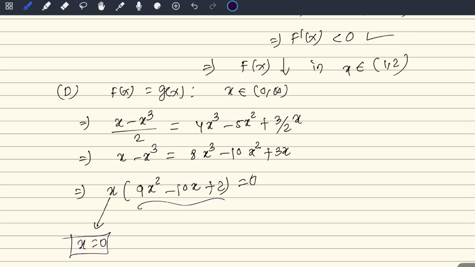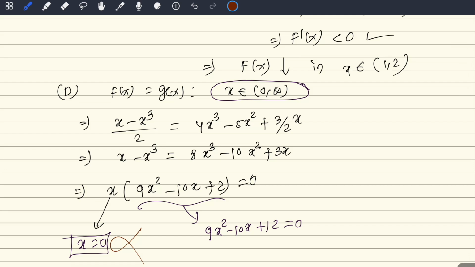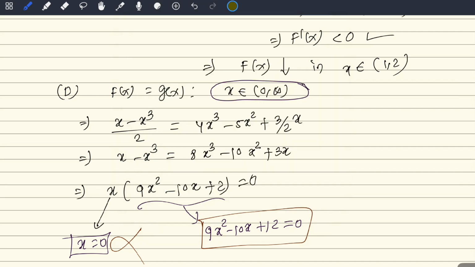And another should be given by this expression. What is this expression? 9x square minus 10x plus 2 is equal to 0. But our domain is x belongs to the open interval 0 to infinity. That means positive real numbers, so x can't be 0. So we only need to solve this quadratic equation. Before solving it, what can we observe? We just need to check whether this quadratic equation has real roots or imaginary roots. If it has real roots, that means we get two distinct roots, so f of x equal to g of x has exactly two solutions.